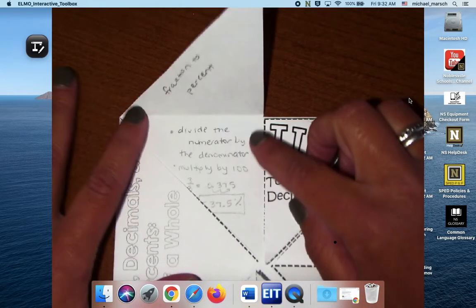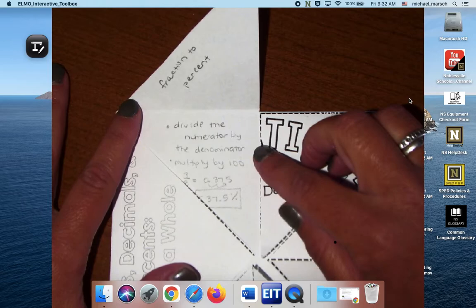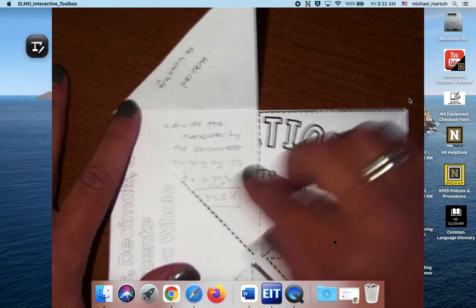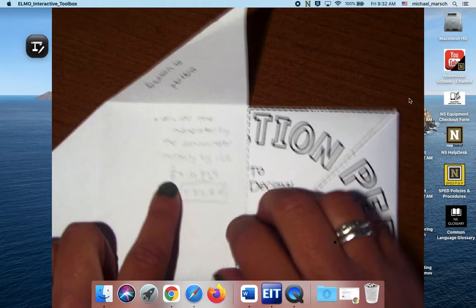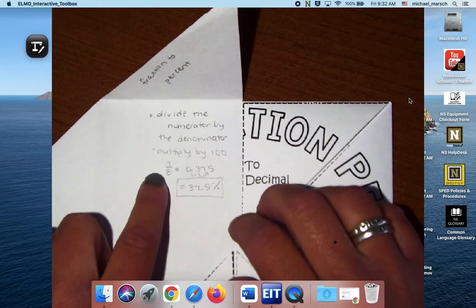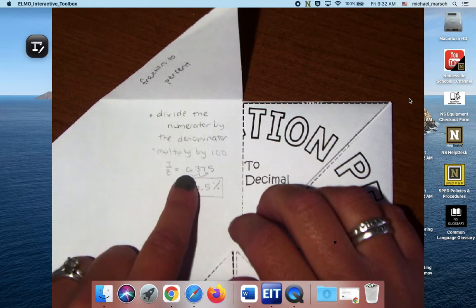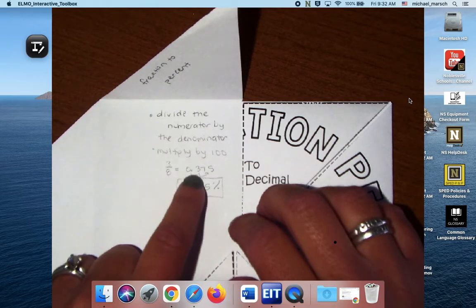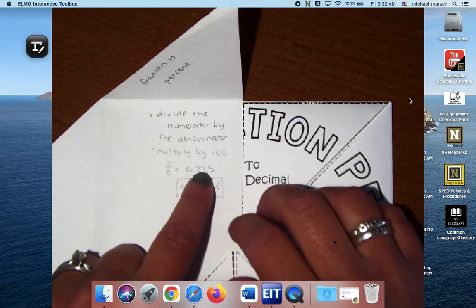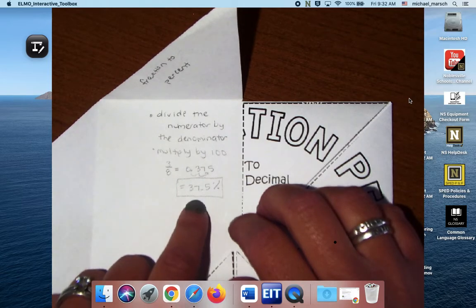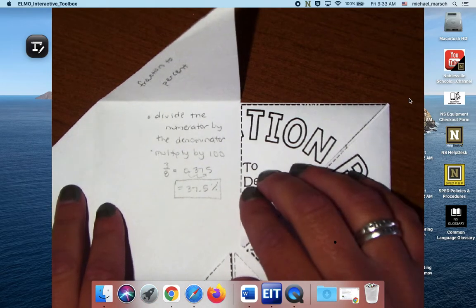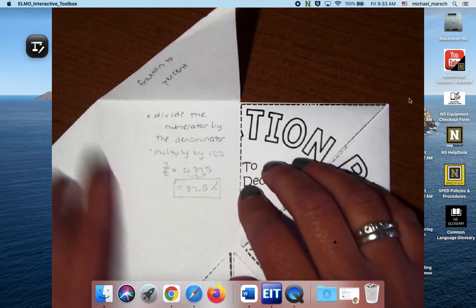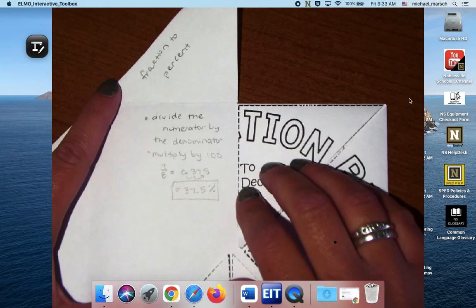So you're going to divide the numerator by the denominator and then multiply by 100. So if I have the fraction 3/8, when I do 3 divided by 8, I get 0.375. When I multiply by 100, that's like moving my decimal 2 places to the right. And so then I'm going to get 37.5 as my percent. So now is when you would pause the video and copy this into your foldable.